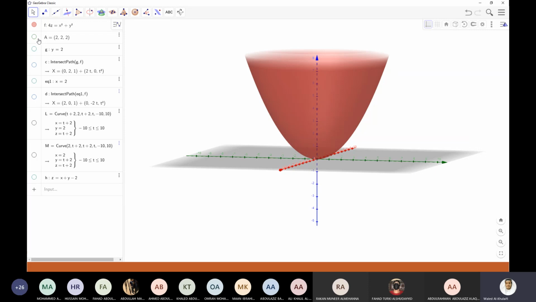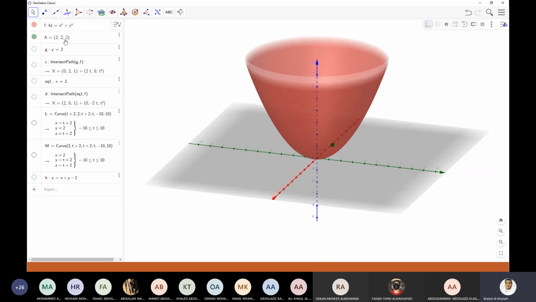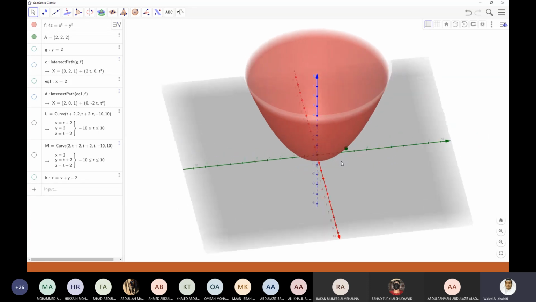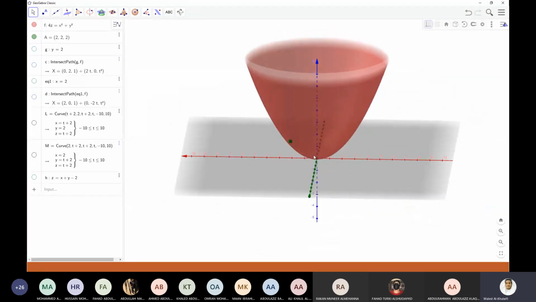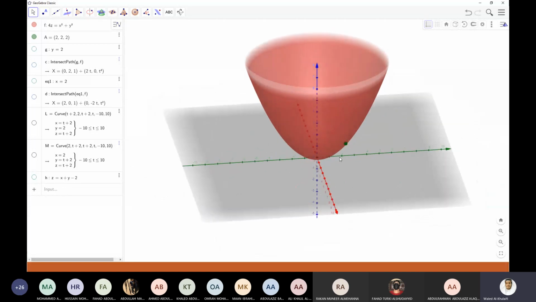So let's pick a point, and I'm picking the point (2, 2, 2). This point (2, 2, 2) is on the surface. You can check it. If I substitute x by 2 and y by 2, you get 4 plus 4, which is 8. If you divide by 4, you get z equal to 2. So this point, as you see here, is a point on the surface.